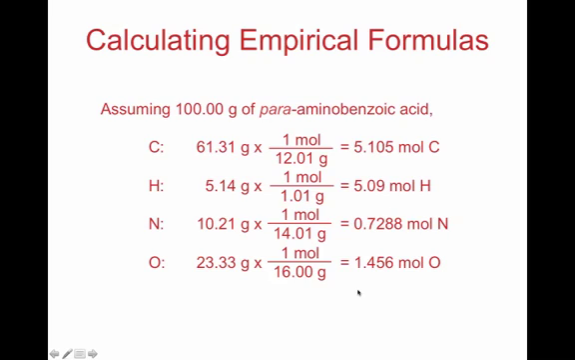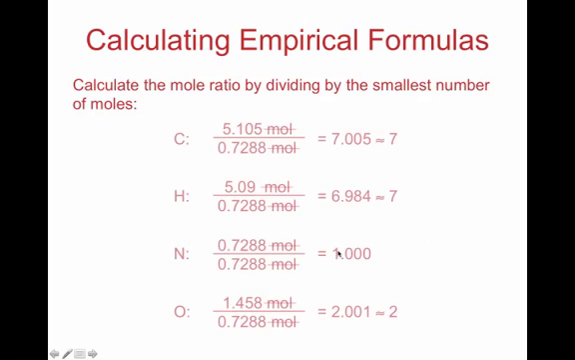Well, how are we going to make this a formula? Well, we simply take the smallest number of moles and divide each atom or each element present by the smallest number of moles. That will in turn give us a ratio of these different elements. Okay, essentially what it says, for every 0.7288 moles of nitrogen we have, we're going to have these many different moles of the other elements.